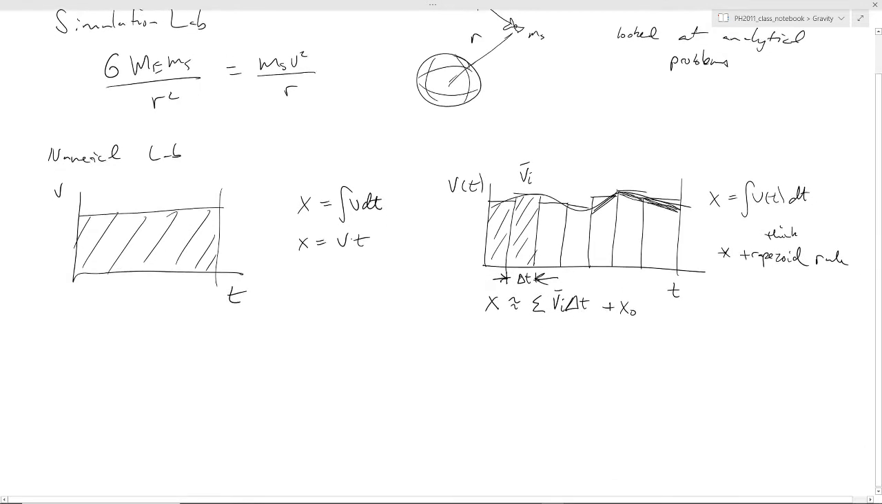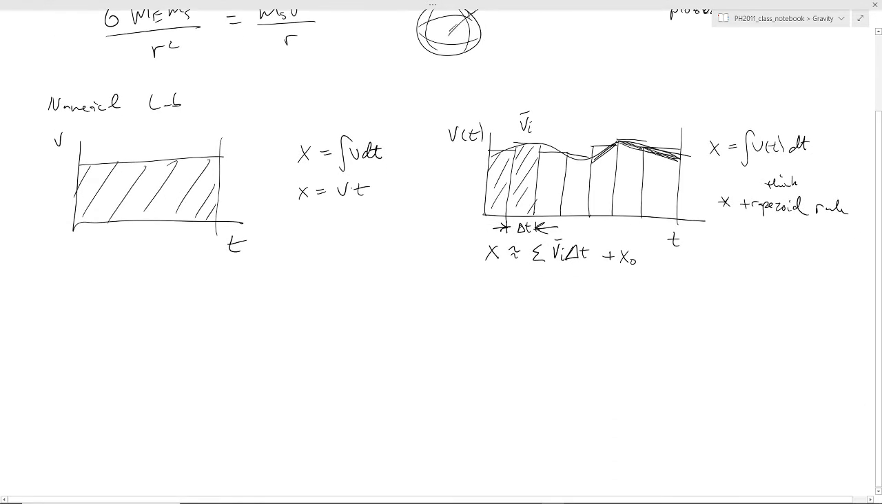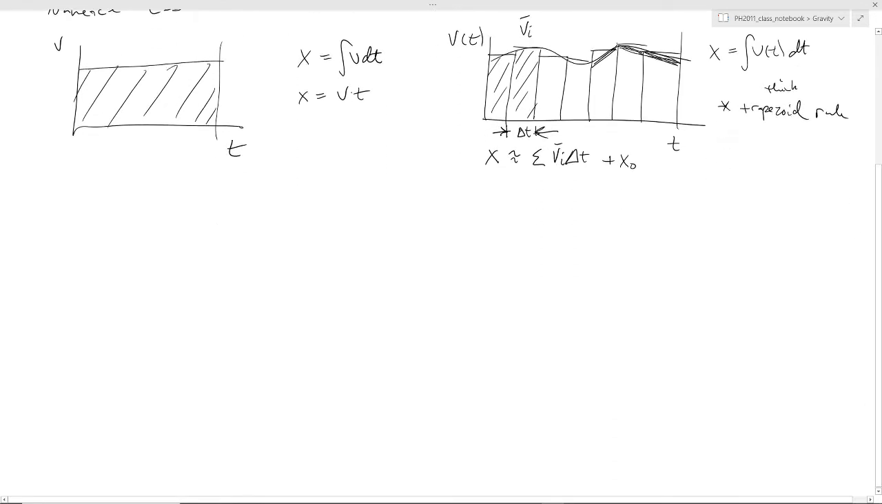Now, what we're going to do for gravity is the same idea, except it's more complicated because we need to do this in more dimensions. So let's think about our situation here that I mentioned before. You have a satellite, some little satellite or whatever. Try and draw this neatly here.